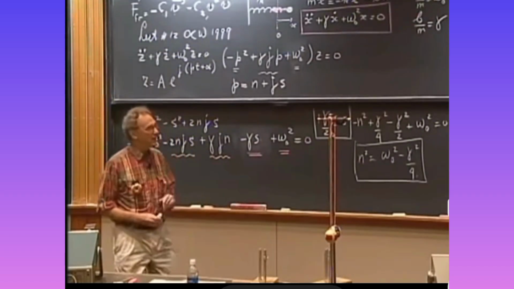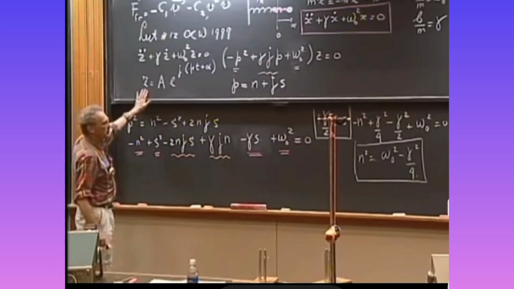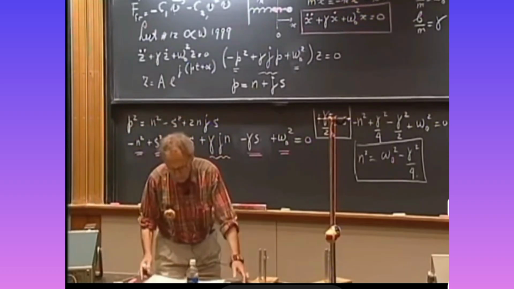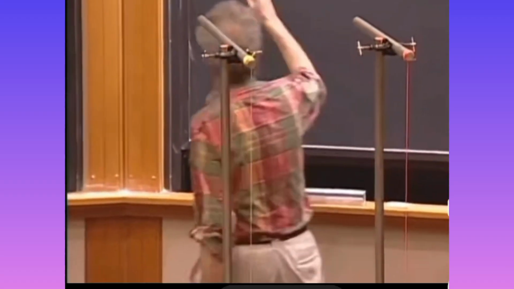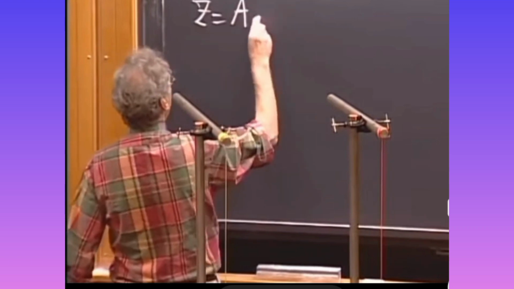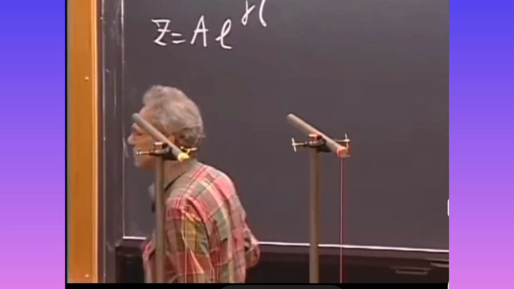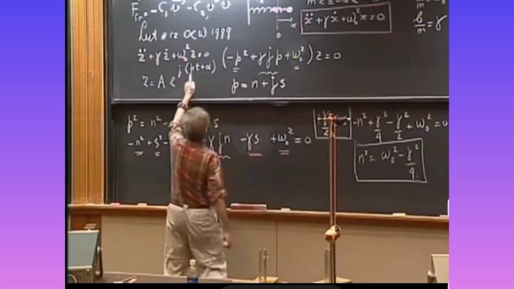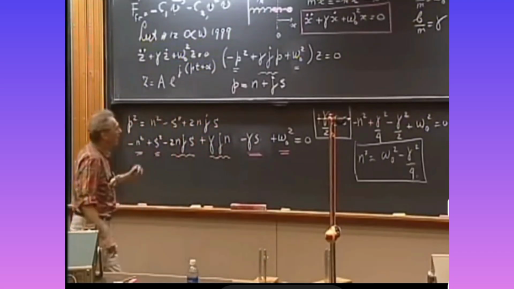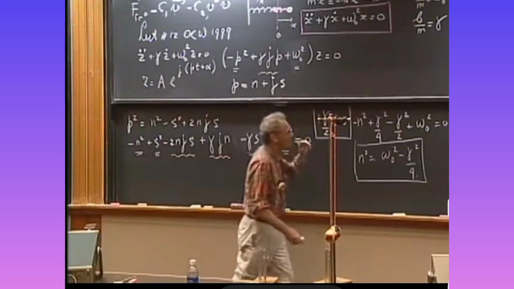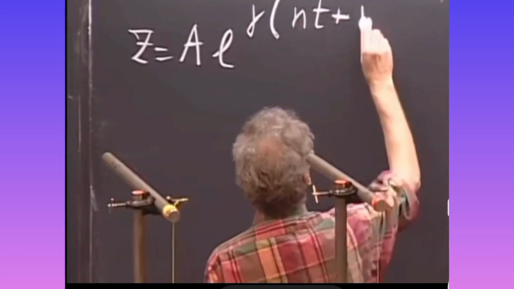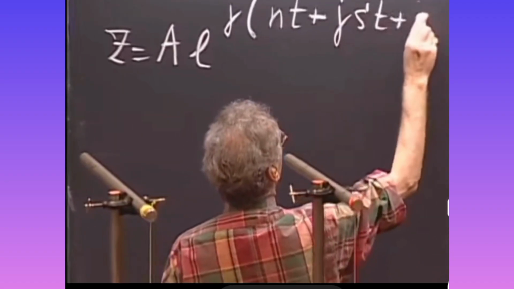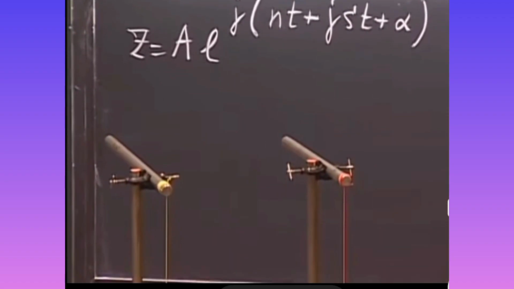And so now I can go back to my trial function, and I can substitute the values that we have found in that complex function. So we get z equals a times e to the power j, and now we have to put in pt plus alpha. But p is n plus js. So nt plus jst plus alpha. Yeah, and go slowly, I don't skip too many steps.